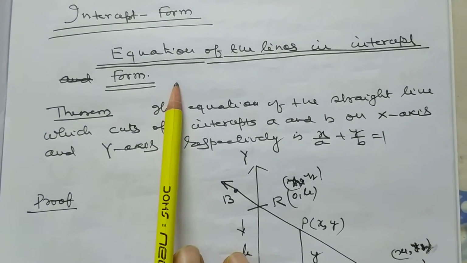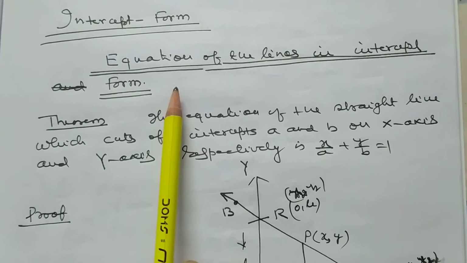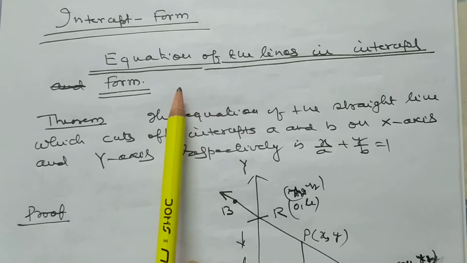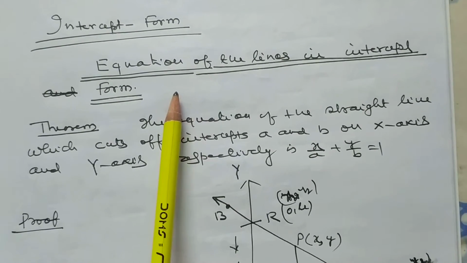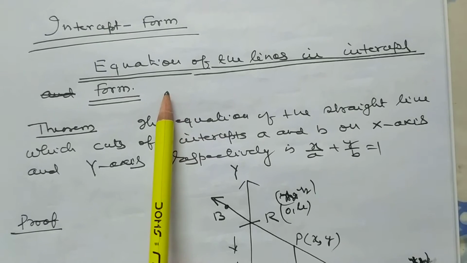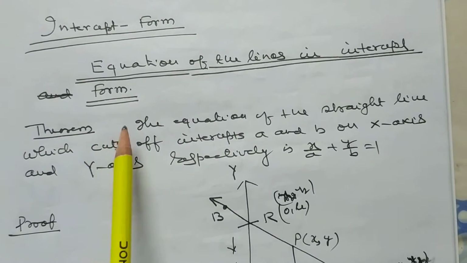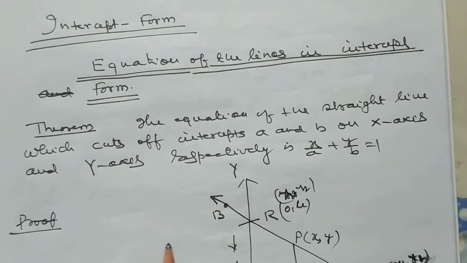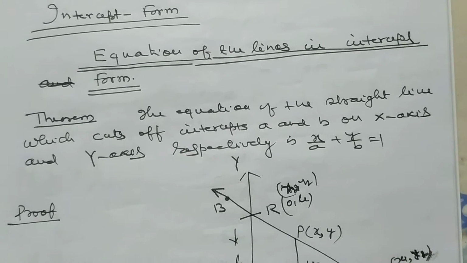Now I want to discuss different forms of the equation of a straight line. We have already discussed the equation of a line passing through one point and two points. Now I want to discuss the equation of a line in intercept form.